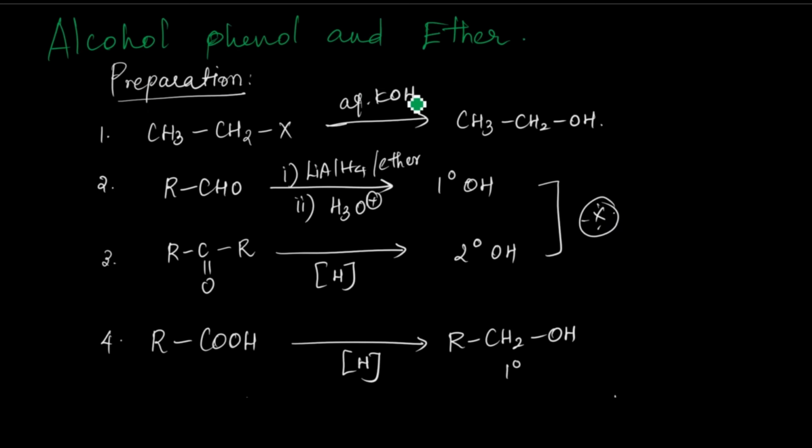Okay, so let's move on to the preparation part. First, from the haloalkane with aqueous alkali, as I told you, this is substitution. Substitution has taken place. From aldehydes, upon reducing, it will give primary alcohol. From ketone, if I am reducing it, it will give you the secondary alcohol. This is very, very important. We are going to see that in the aldehydes chapter as well. From carboxylic acid, it will give you primary alcohols only, upon reduction.